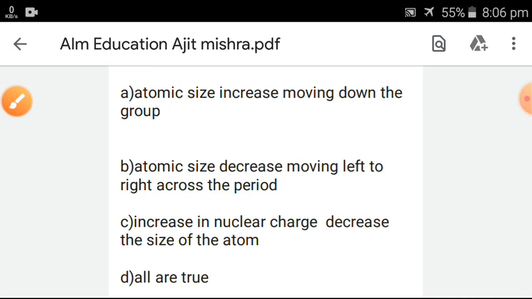Because atomic size increases moving down the group: when you move down the group, the number of shells increases, hence the atomic size increases. When you move across the period from left to right, the nuclear charge increases, so the atomic size decreases. When the nuclear charge increases, the size of the atom decreases.